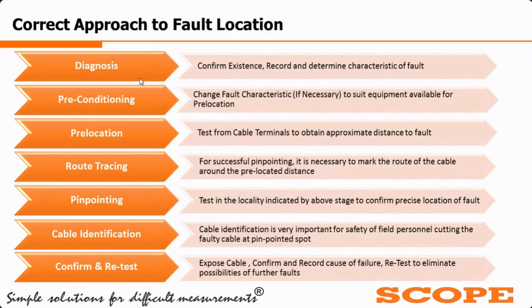Again we have to do the diagnosis, and after successful diagnosis, if there is no fault after repairing also, then the line is clear for the charging. So this is the step-by-step approach for the cable fault location. Now we will see one by one how to carry out cable fault location in underground cables. First, the diagnosis step.